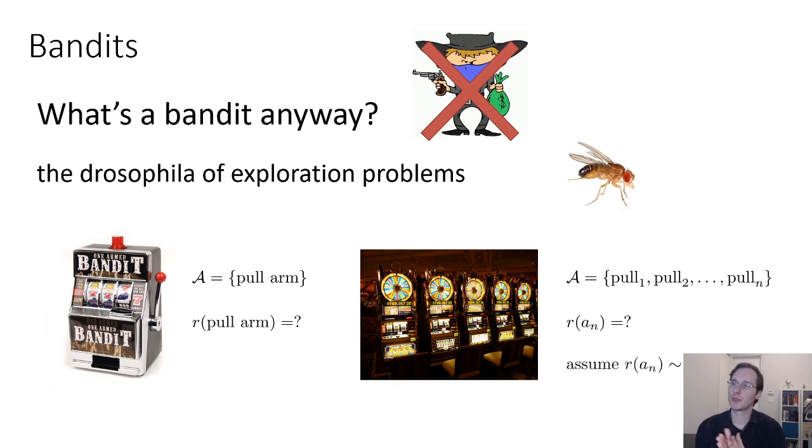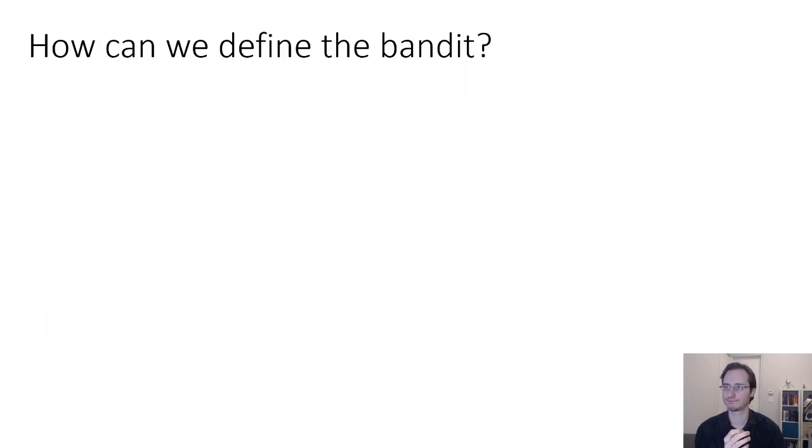So you could assume that the reward of each arm is distributed according to some probability distribution, and then you could imagine even learning this probability distribution. So there's an unknown per action distribution for each arm. So how can we define the bandit?